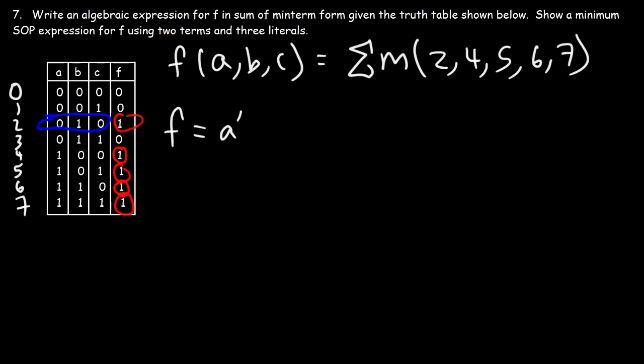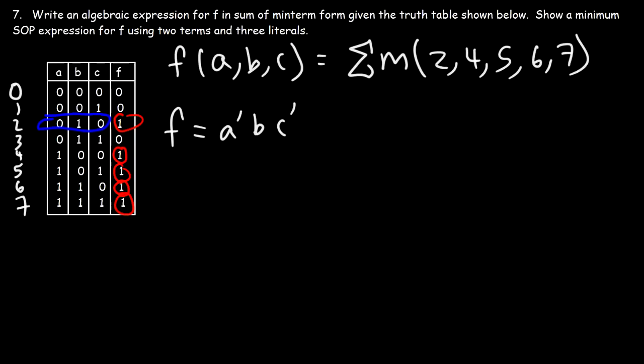Now it's 1 for B. Should we write B or B prime? Because it's 1, we're going to write B. Now it's 0 for C, so we're going to write C prime. So remember, if it's a 0, write the complement of that variable. If it's a 1, write the original variable.